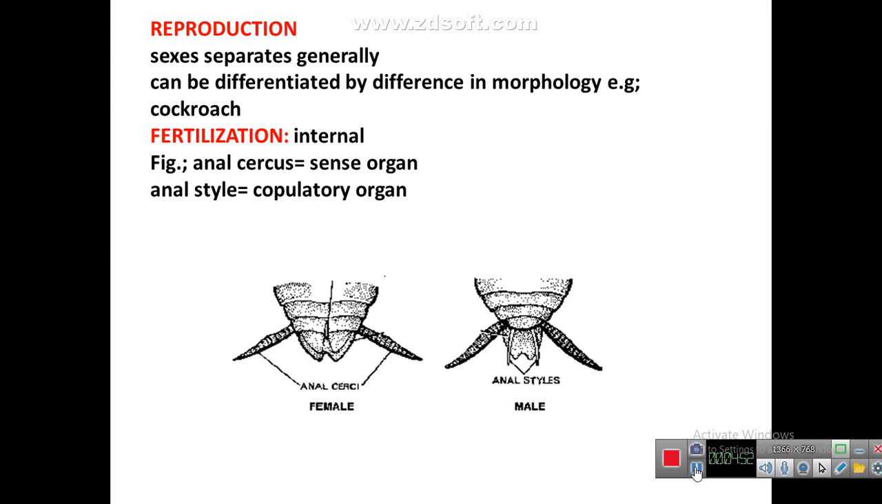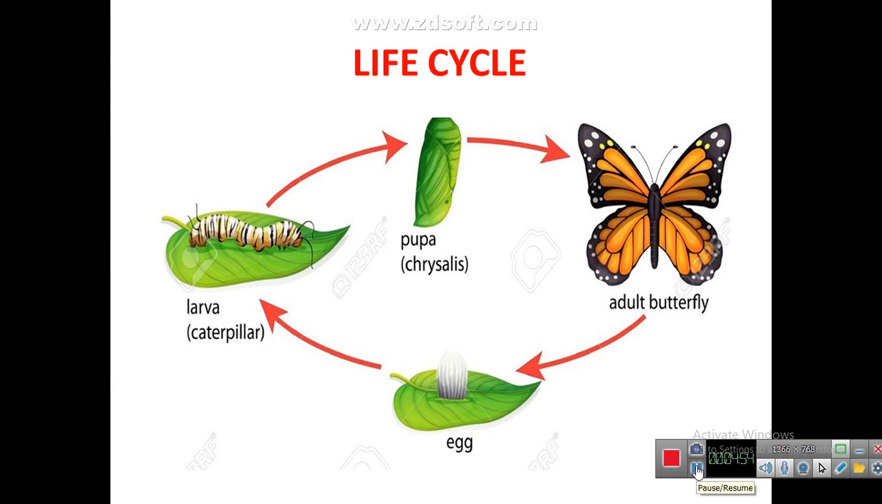Fertilization: it is internal. Life cycle of the butterfly: adult butterfly, fertilized eggs are released. They develop into the larva. The larva of the butterfly is known as the caterpillar larva, which then develops into pupa and then to adult butterfly.